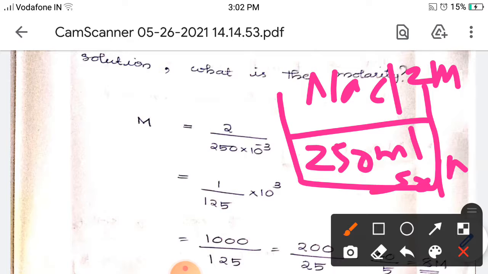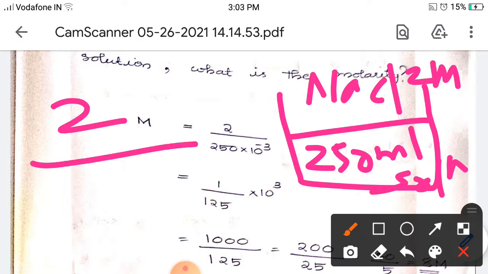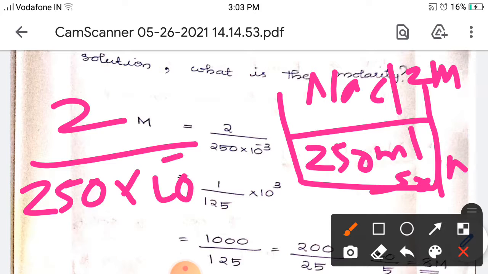2 moles of NaCl. Then what is the molarity? Molarity means number of moles of solute, that is 2 here, by volume in liter. You have to calculate the volume in liter. So you have to change this milliliter into liter, that is 250 into 10 raised to minus 3.